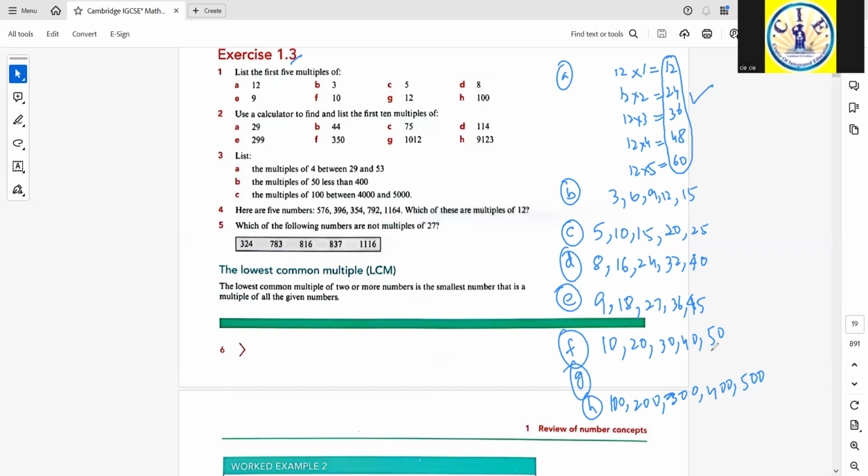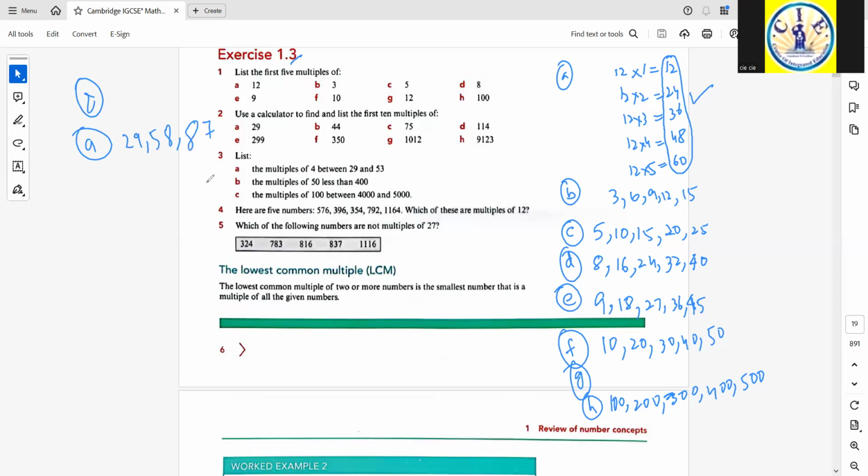Okay, now in question number 2, use a calculator to find and list the first 10 multiples of 29. So this is how it is to be done. We need to use the calculator. This is 29. Ones are obviously 29, the same number. Then 29 twos are 58. Then 29 threes are 87.